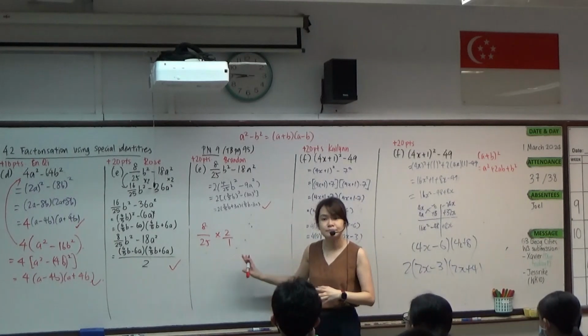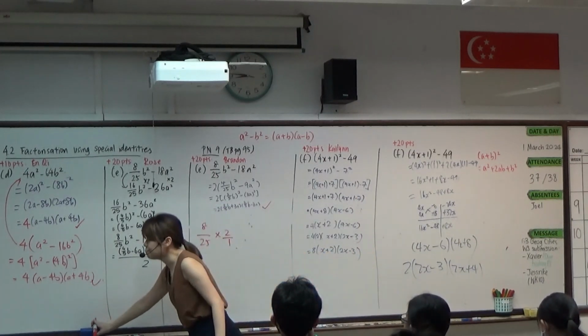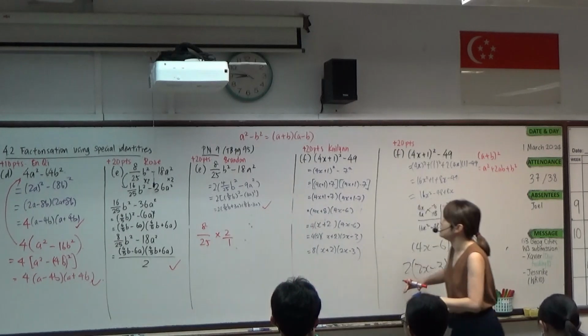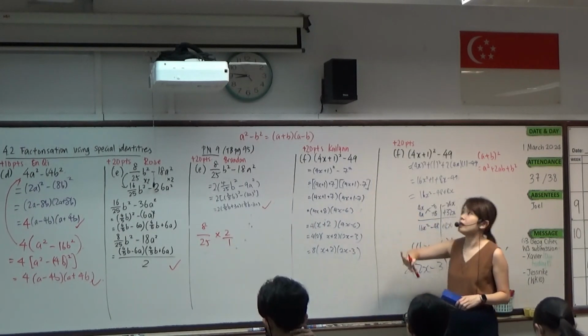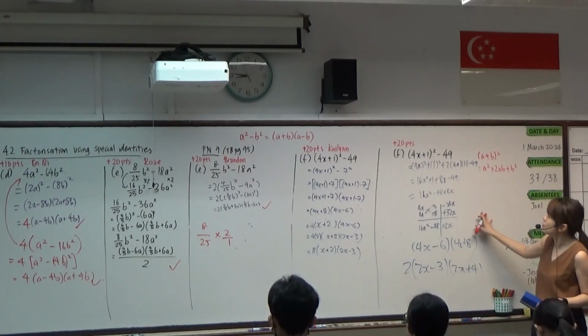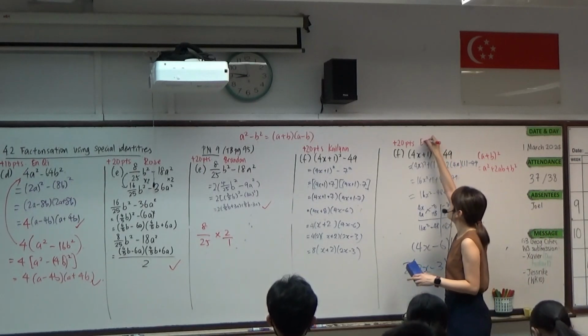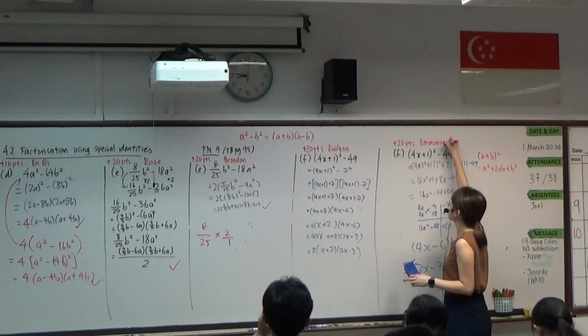Questions for part E? Now we look at part F. Part F we have (4x plus 1) squared minus 49. And also we see 2 approaches from Katie and Emmanuel. Let me just write the name here first.